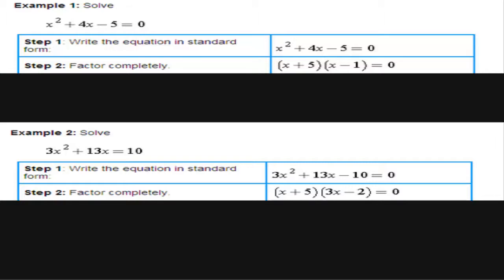Just ignore this part. I'm gonna blur these out so you can't even see it.